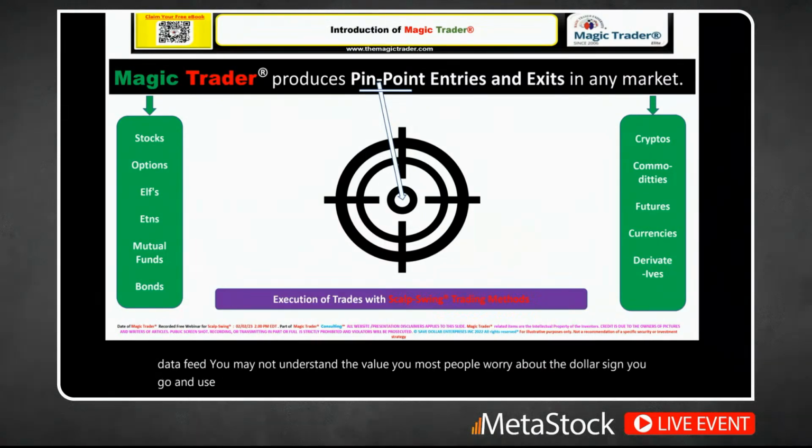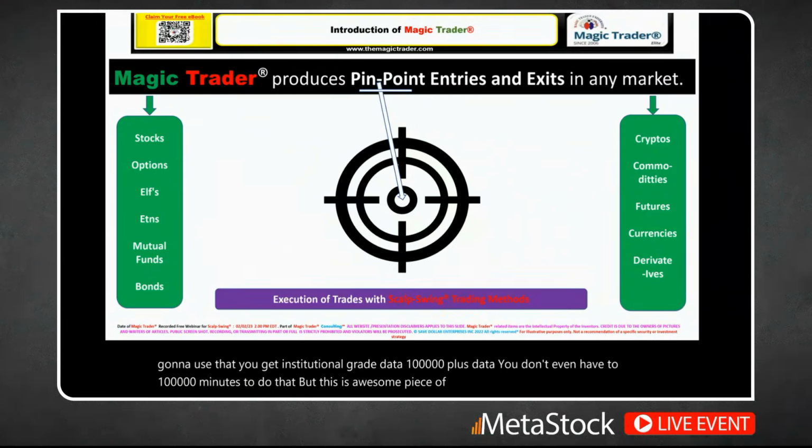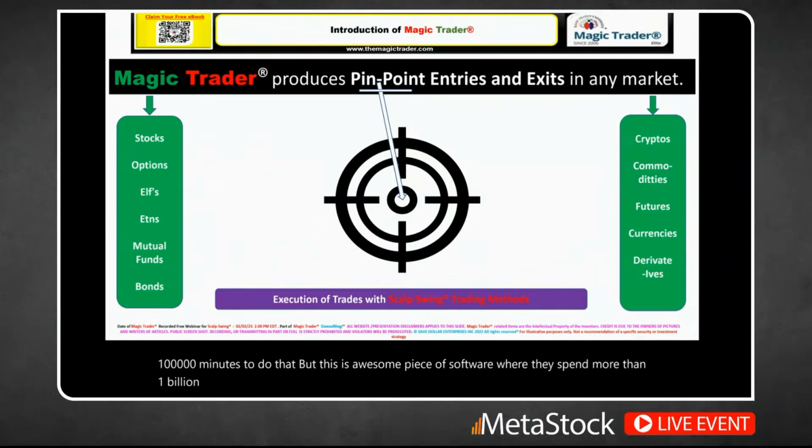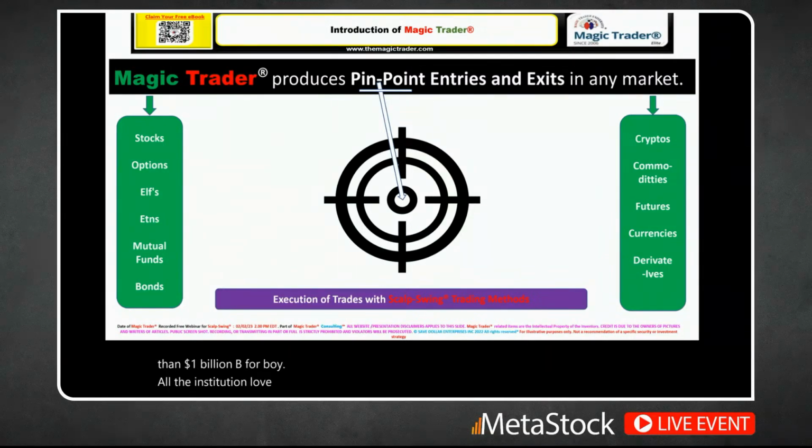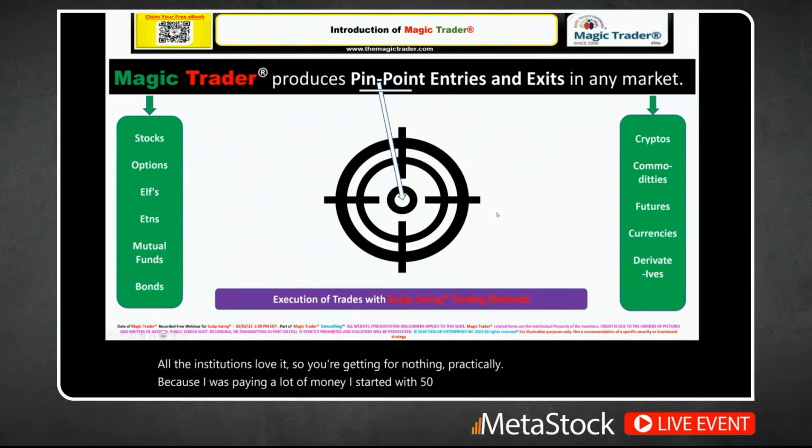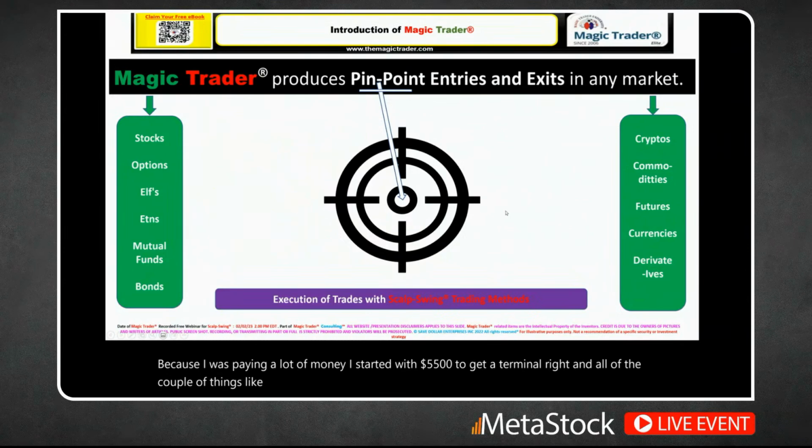You get institutional grade data, 100,000 plus. This is an awesome piece of software on which they spent more than $1 billion, B for boy, so all the institutions love it. You're getting it practically for nothing, because I was paying a lot of money. I started with $5,500 to get a terminal, back in the 90s. That's a lot of money even today.